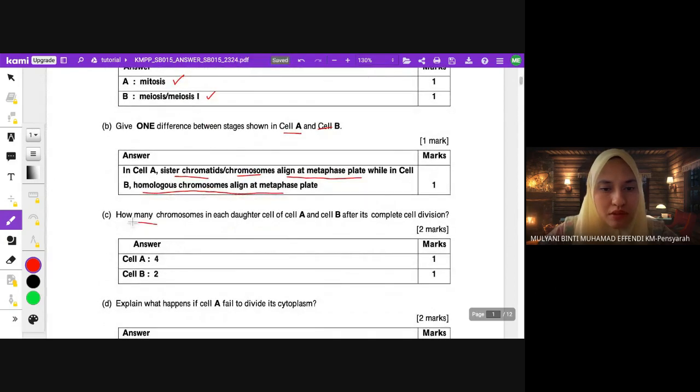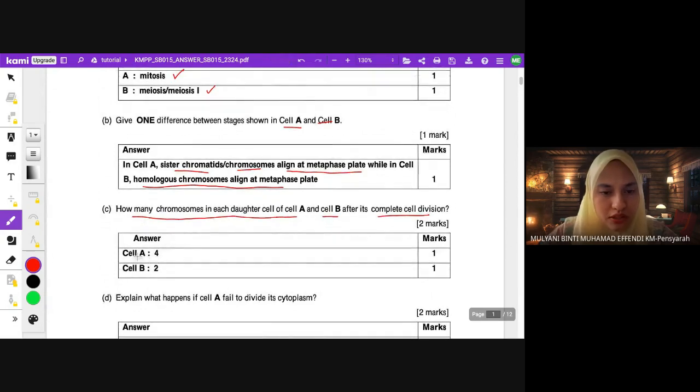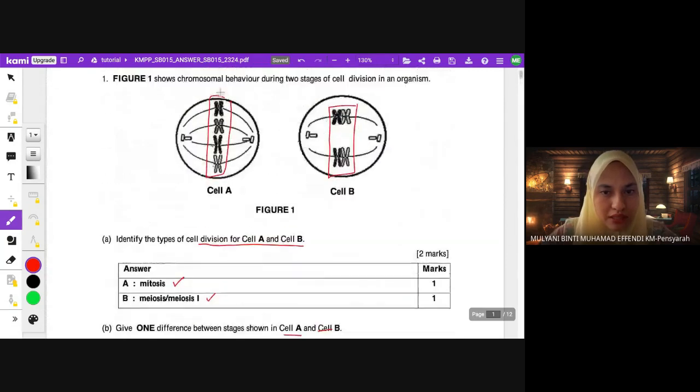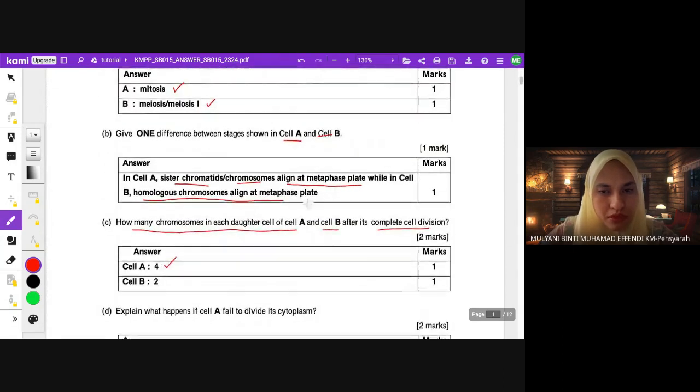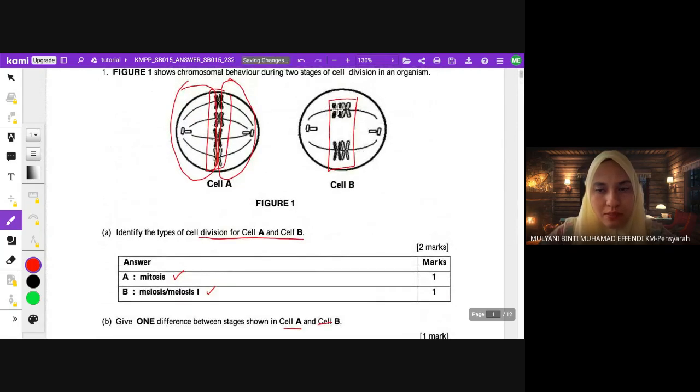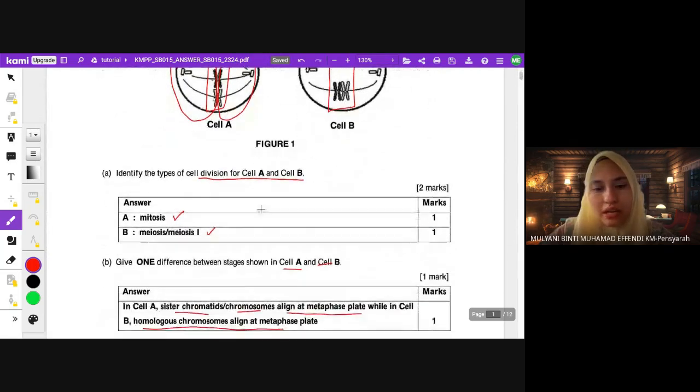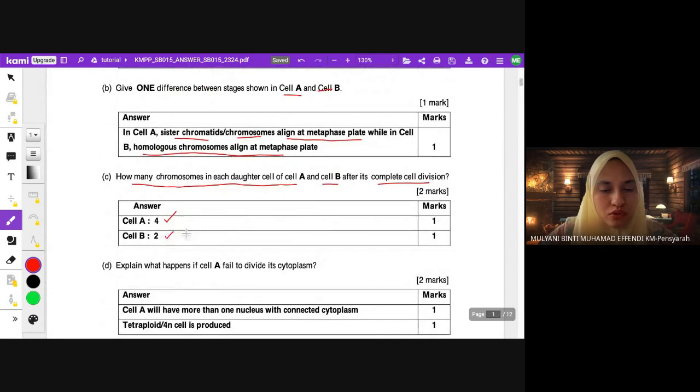Untuk C pula, how many chromosome in each daughter cell of cell A and cell B after its complete cell division. So kalau kita tengok cell A, bila dia dibahagikan after completion of the cell division, separuh akan jadi macam ni dan separuh akan jadi macam ni. So dalam daughter cell ni akan dapat 4 kromosom seperti jawapan di sini, dan ini pula bila dia separuh under meiosis 1 dan juga meiosis 2 akan dapatlah 2 kromosom pada daughter cell.